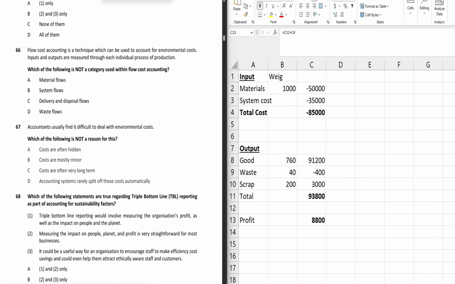See, costs are often very long term. So obviously environmental cost may rise year after year from the activity that caused them. Suppose, for example, if we have caused pollution today, it may require many years to clean it up, right? So this makes it very difficult to identify and measure the cost in terms of accuracy. Now, the accounting system really splits up this cost automatically.